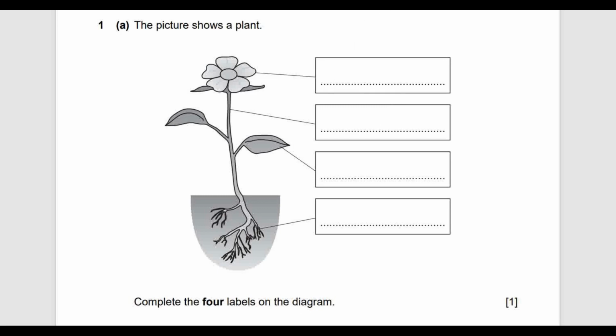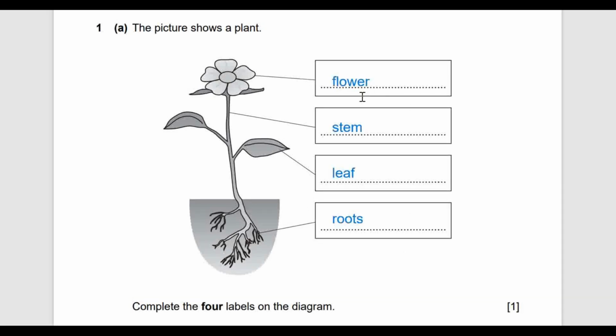Well, this question is quite easy, isn't it? This will be the flower, and this will be the stem, and these are the leaves, and these will be roots. So let's type that down in the answer slot. Here we go. Flower, stem, leaf, and roots. Alright, let's move on to the next question.